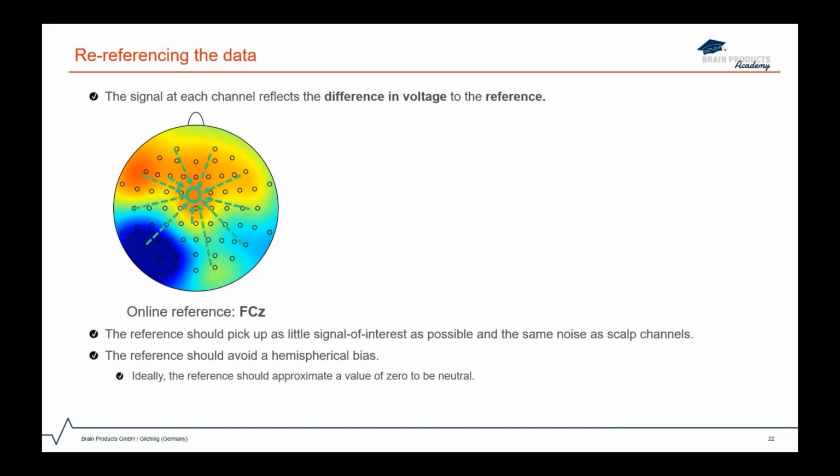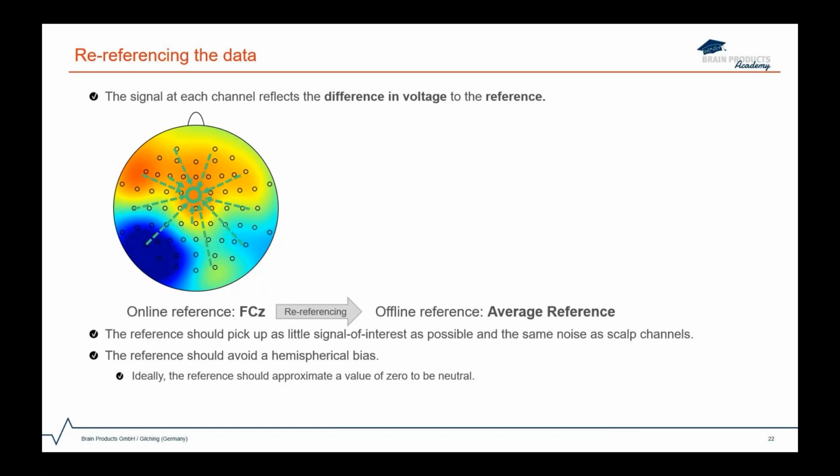So for these reasons, we can resort to re-referencing, and this new reference that we want to use should pick up as little signal of interest as possible and the same noise as the scalp channels, and it should avoid hemispherical bias. Ideally, the reference should approximate a value of 0 to be neutral, and a good solution that is applied to achieve this is the average reference.